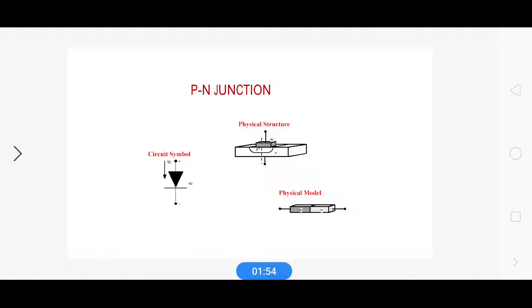So this is the circuit symbol and the physical structure, the physical model of the PN junction. Observe the slide, students: the circuit diagram of the PN diode, the physical structure of the PN junction and the physical model, that is, the P and N regions. So these are the symbol and structure models of the PN junction.